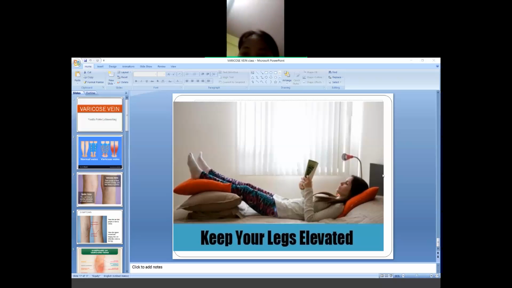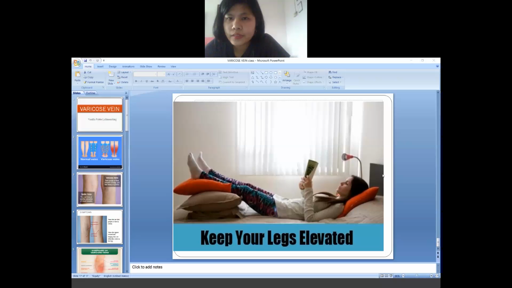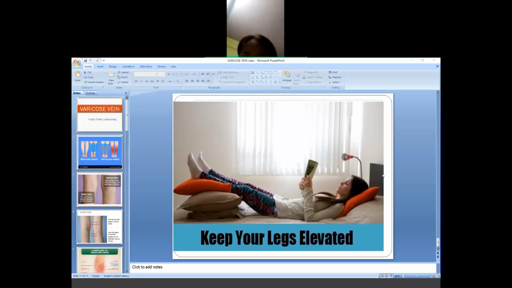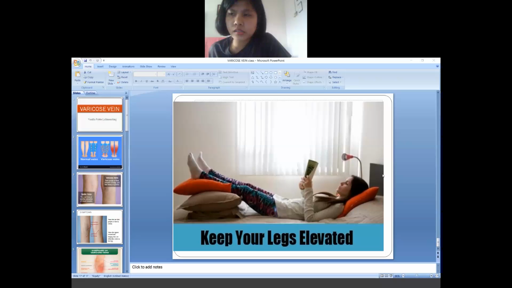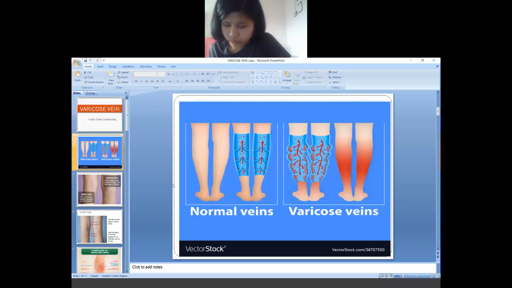Itching around vein. Okay. Itching in that particular area, in that affected area. Anything else? Then heaviness in the leg, and the leg will feel pain. Heaviness. Right. Okay. Yes, ma'am. Okay. Good. You can turn off your video.